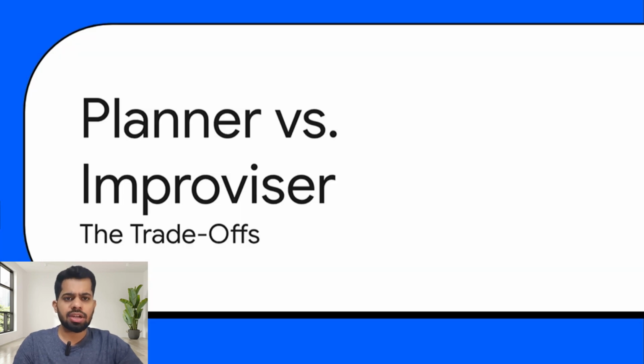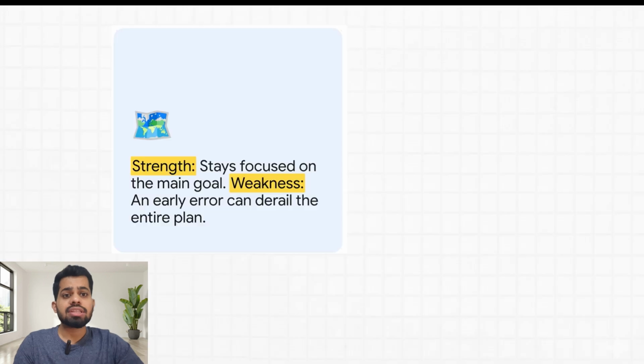So which one is better? Well, like with most things in life, it's a trade-off. The master planner's biggest strength is focus, because it builds the whole plan with the end goal in mind. It's way less likely to get distracted or lose sight of the mission. But here is the catch, it's rigid. If an early step fails for any reason, the entire plan can just collapse.